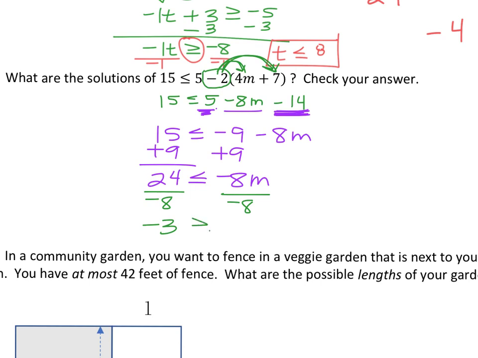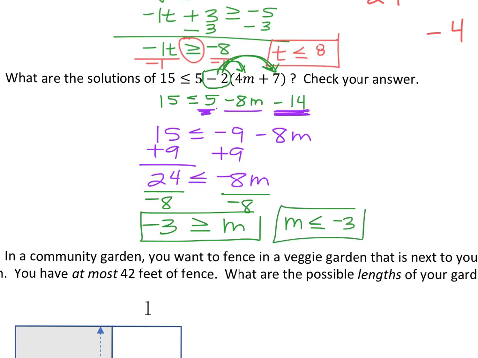Greater than or equal to. You have to flip it because we divided by a negative. Okay, so this is your answer, or if you prefer the variable first, it would say m is less than or equal to negative 3. Okay, so either one of these is fine. You don't do both, just pick one.